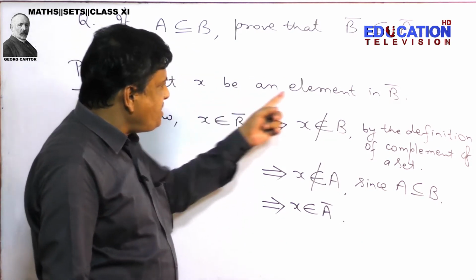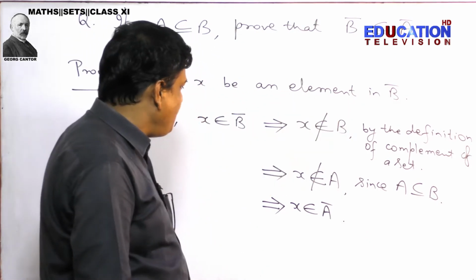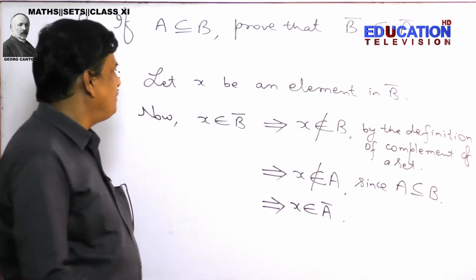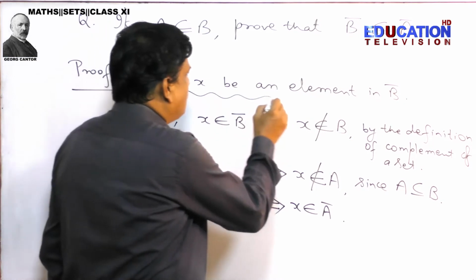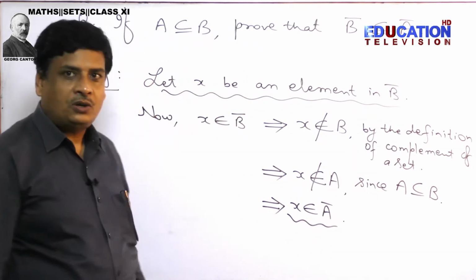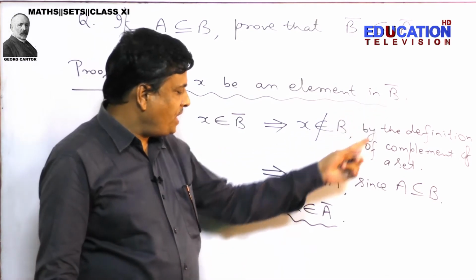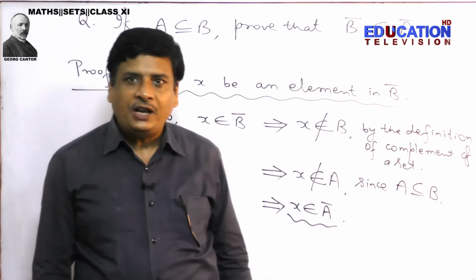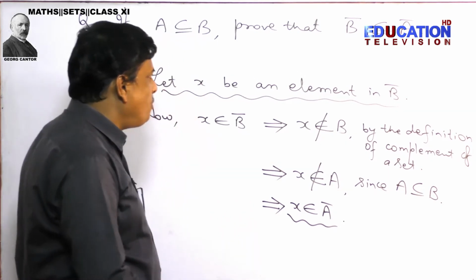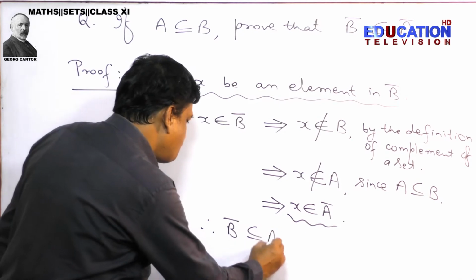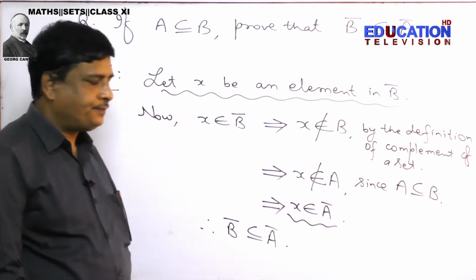So element is taken in B complement and that has been shown in set A complement. This procedure is possible for all the elements of B complement. It means all elements of B complement are in A complement. Therefore, by the definition of subset, B complement is a subset of A complement.